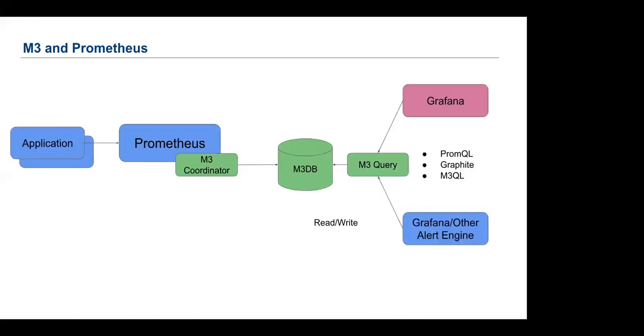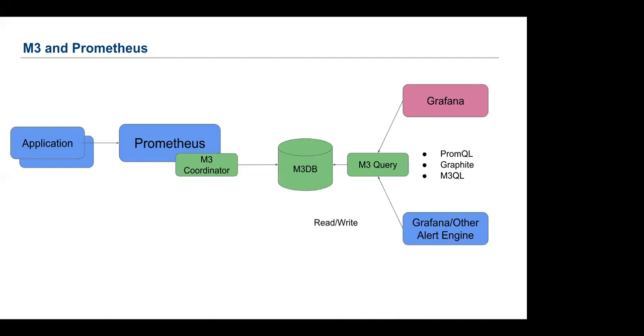Cool. So this is the view of when your reads get really high. You're still using the M3 coordinator sidecar, and you use M3DB as your remote storage. Now for your queries, you just point your Grafana dashboards, which we're using with Prometheus, to M3 Query.